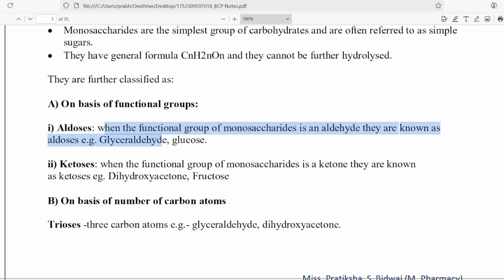When the functional group of monosaccharide is an aldehyde, then they are known as the aldoses. And second class is ketoses. When the functional group of monosaccharide is ketone, then it is known as a ketose. This is the only difference: monosaccharide having functional group aldehyde is known as an aldose, and monosaccharide having functional group ketone is known as a ketose. These are the examples of the aldoses and the ketoses.